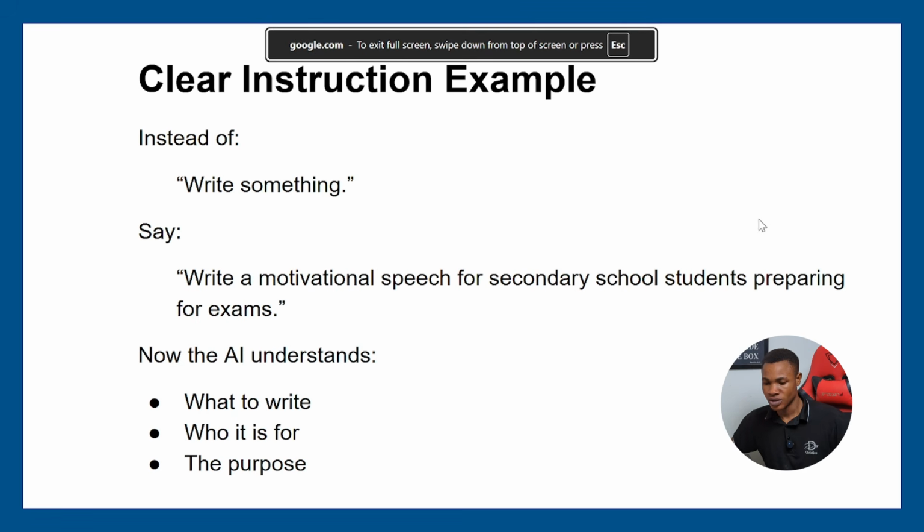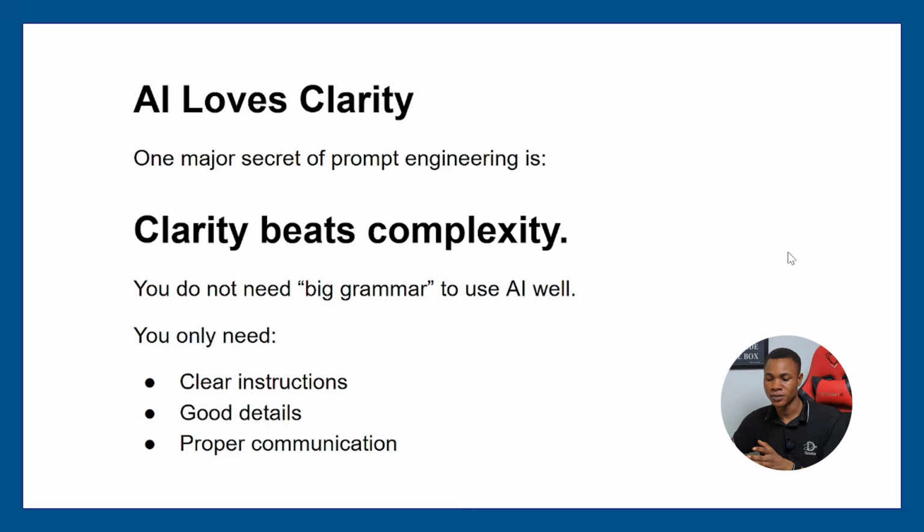All right, so of course we just did good examples for that. Now, AI loves clarity. That's point 1. I'm going to give you points 2 and 3, but one of the most important parts of AI is that it loves clarity. The more confusing the prompt is, the more confusing the result. Remember, AI is not human. AI is not magic. One major secret of prompt engineering is that clarity beats complexity. You do not need big grammar. You only need clear instructions and clear details.